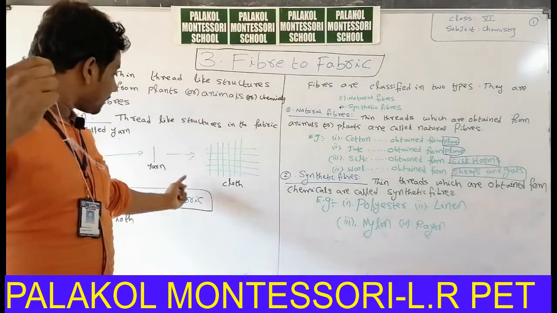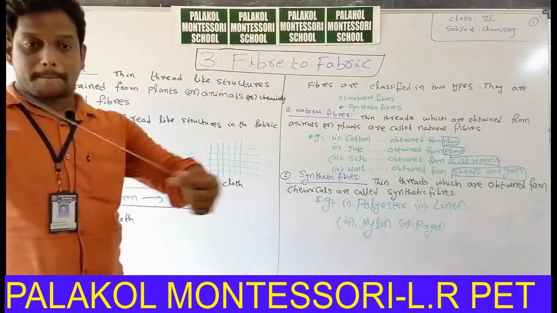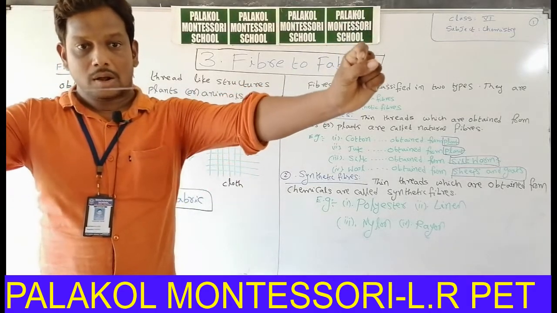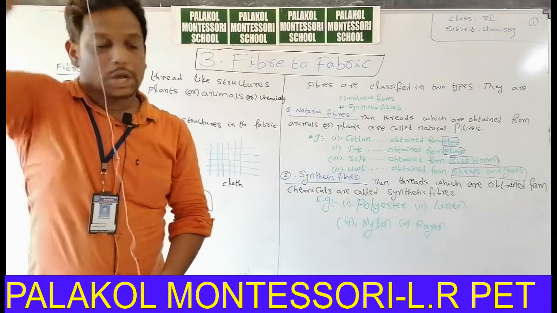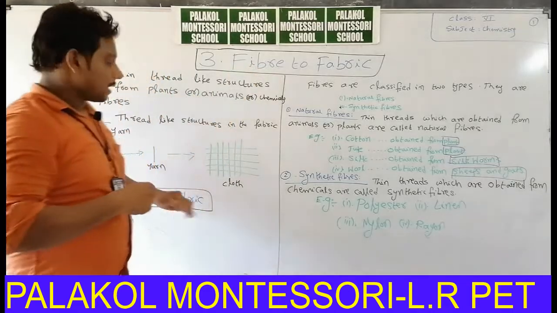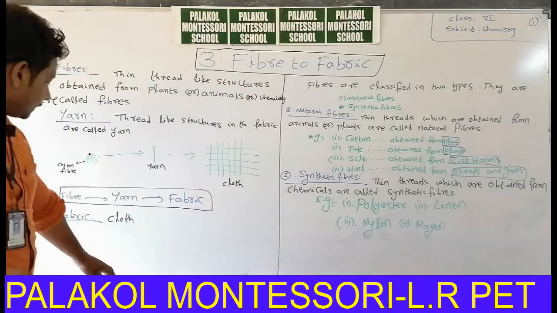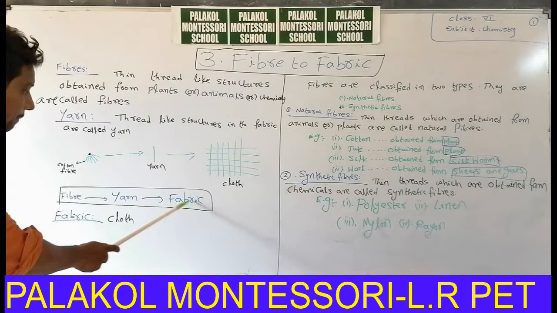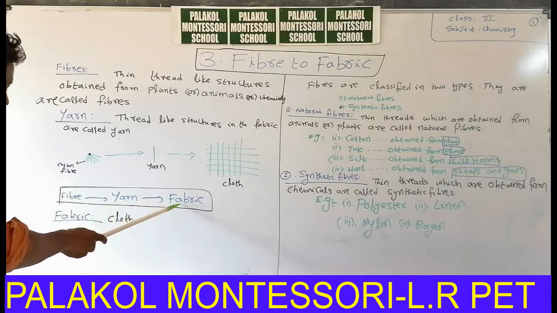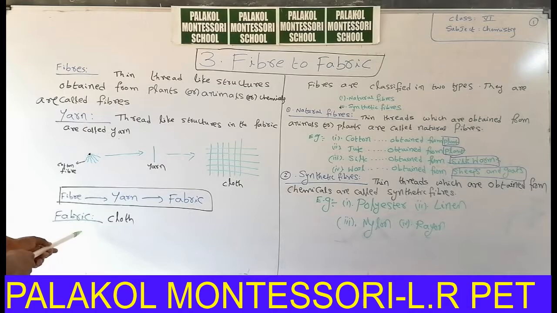Next, cloth is made up of yarn. When you place yarns horizontal and vertical, you will get cloth. Okay. This is about cloth. That means fabric is made from yarn. Yarn is made from fiber. So a combination of fiber is called yarn. Combination of yarns is called fabric. The meaning of fabric is cloth.